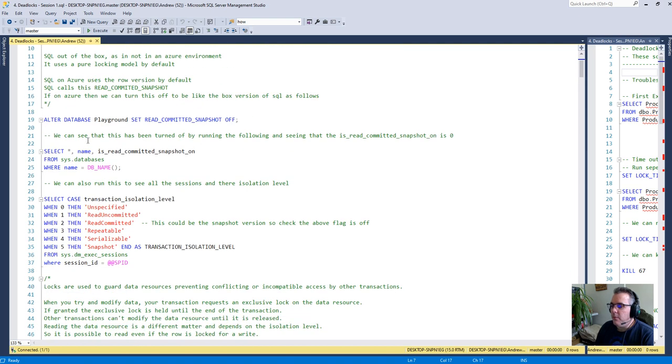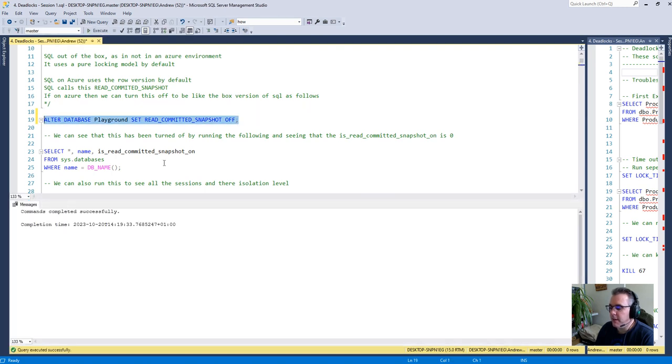levels. So SQL out of the box, as in not in an Azure environment, uses what's called a pessimistic locking model by default. SQL on Azure uses row versioning by default. SQL calls this the read committed snapshot. So if on Azure, then you can turn this off to be like the boxed version. If you were using Azure, you could run this command, alter the database. Our database is called Playground. Set read committed, and we're turning the snapshot off.